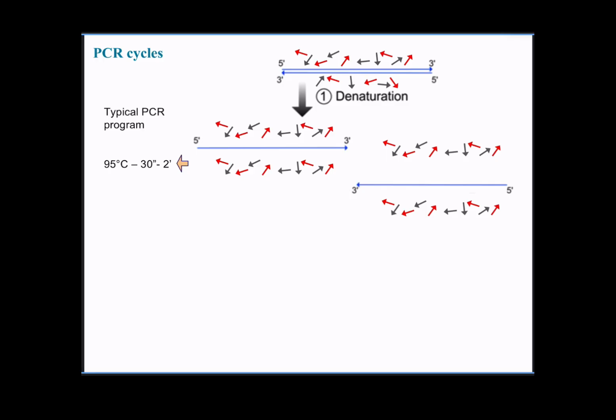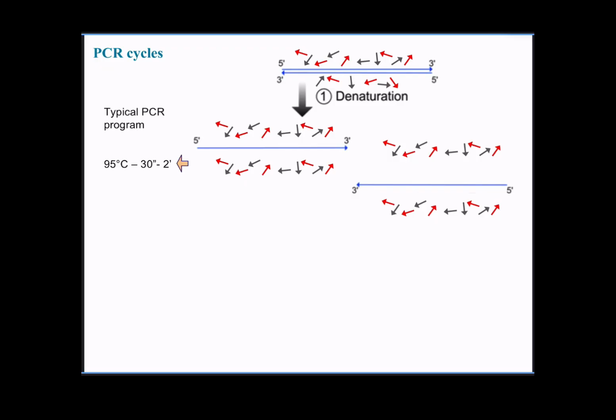Remember, we're not trying to amplify the whole thing. We're trying to amplify a region within this long DNA molecule, but we need to denature the whole thing first. In this cartoon, the two blue lines indicate that long double-stranded DNA template, and the black and red arrows indicate the forward and reverse primers, all mixed together. Okay? So when we denature the DNA, both strands of DNA are now basically bathed in a solution of primers.